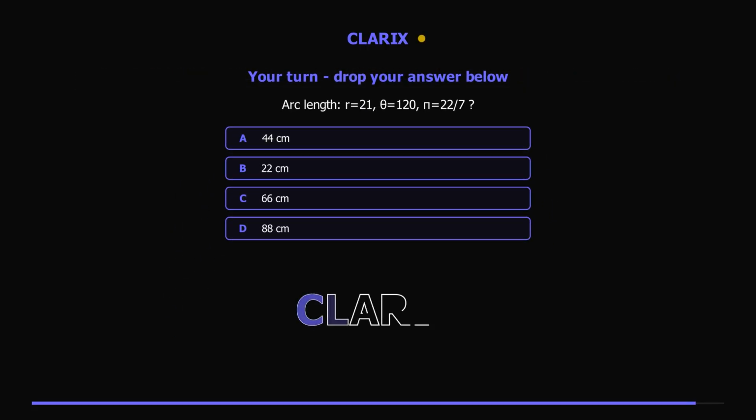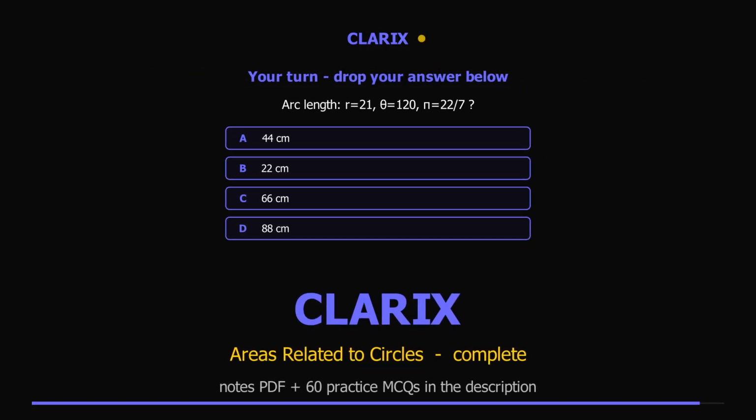And that's areas related to circles, sectors, arcs, and segments, all from one simple fraction.